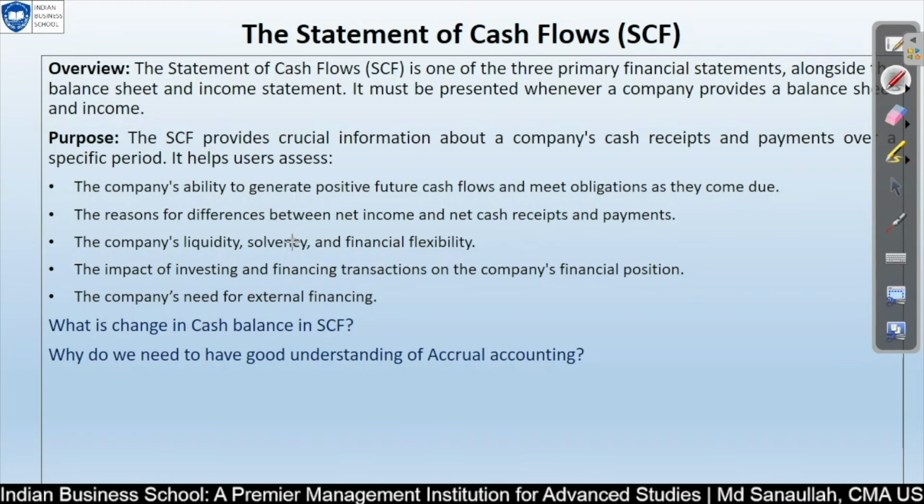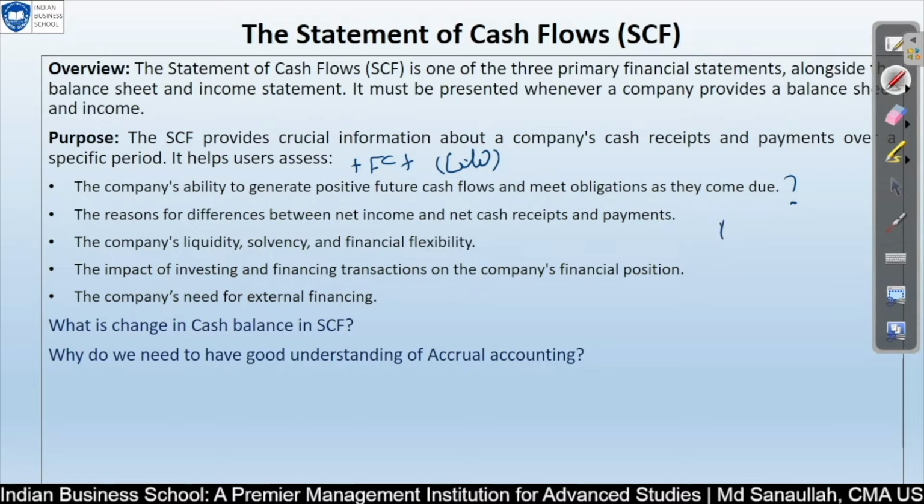What is the purpose of cash flow? The purpose is to provide the company's cash receipts and payments: how much cash is coming in and how much is going out over a specific period of time between two periods. Like the income statement, between two periods, financial performance is calculated. Similarly, in cash flow between two periods, we will know how much cash is coming in and going out. It shows the company's ability to generate positive future cash flow and meet its obligations as they come due. So whether they are able to pay their liabilities or not, that is what we will know through the statement of cash flows.